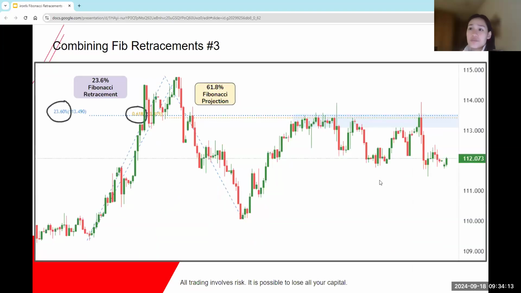Another example, we have our 23.6% Fibonacci retracement. That lines up nicely with the 61.8% Fibonacci projection. So you can see this confluence area here is a rather significant area because price has already bounced off of this level multiple times. So you can see in the past, we have had one swing low in line with another swing high and a bunch of swing highs here because price has tested this level many times, forming an even stronger confluence area. So we are expecting prices to continue to test this level.